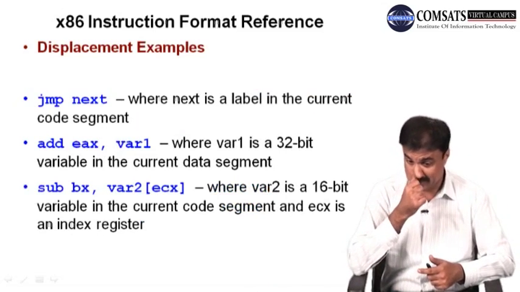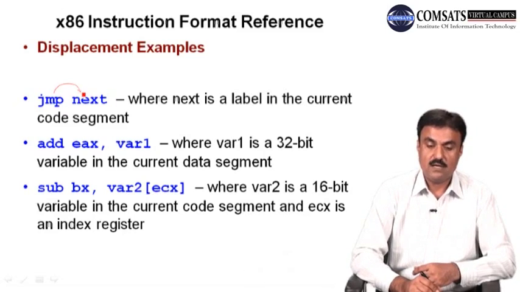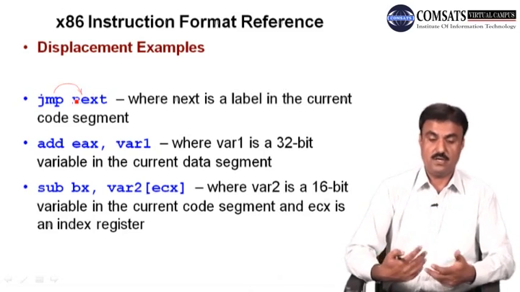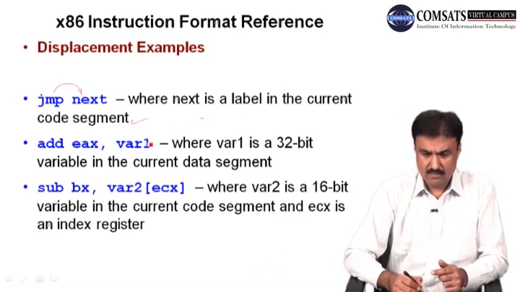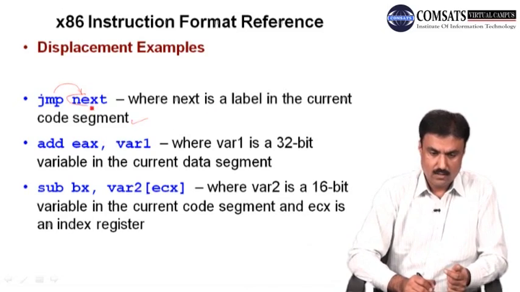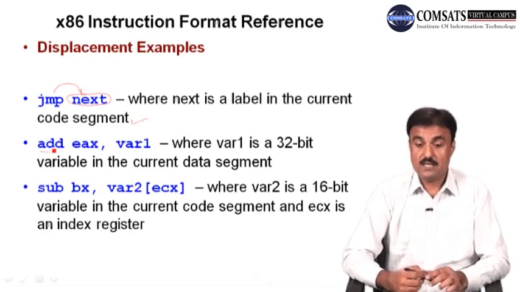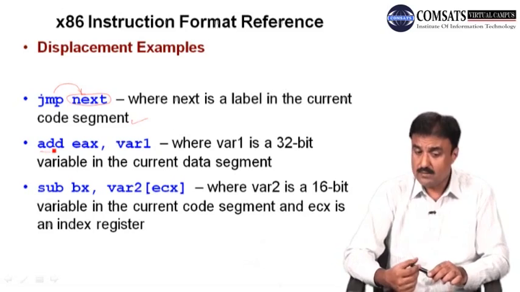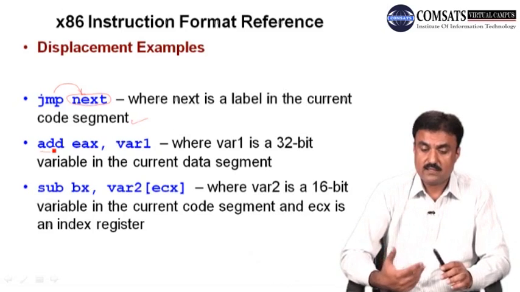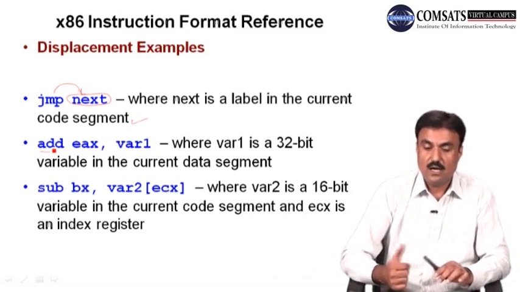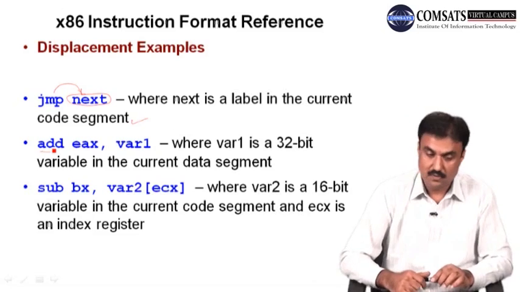These are the examples. Here you can see the displacement. For example, if I write jump next, next is nothing but the address where we want to jump. Next is a label in the current code segment, so it is an address in the current code segment, and we are going to jump there. After that, we have ADD EAX, variable, for example. Here we are going to access a variable in the current data segment, and variable 1 is nothing but the address inside that data segment.